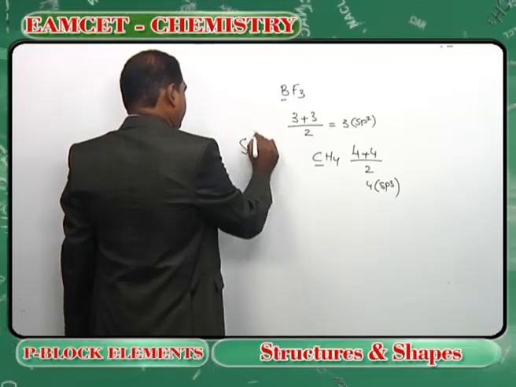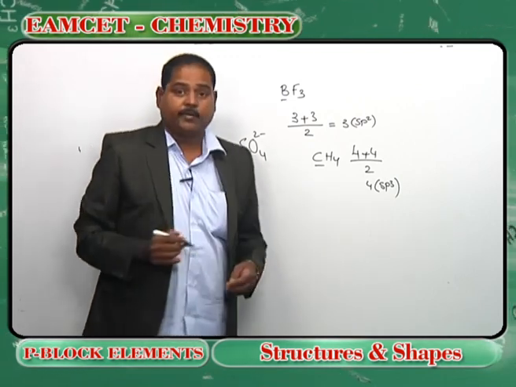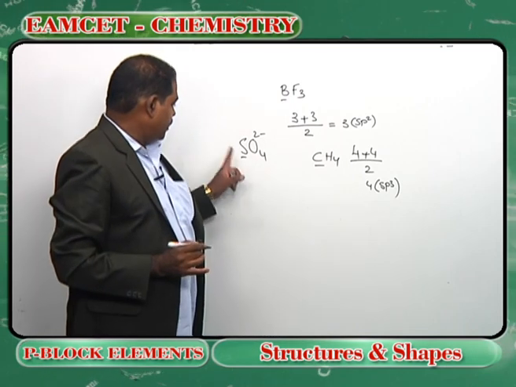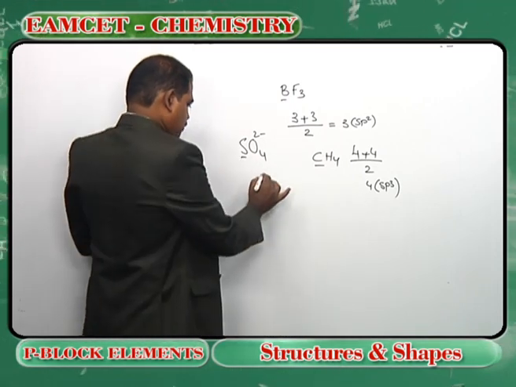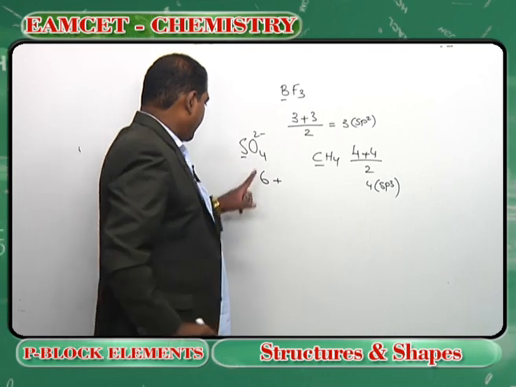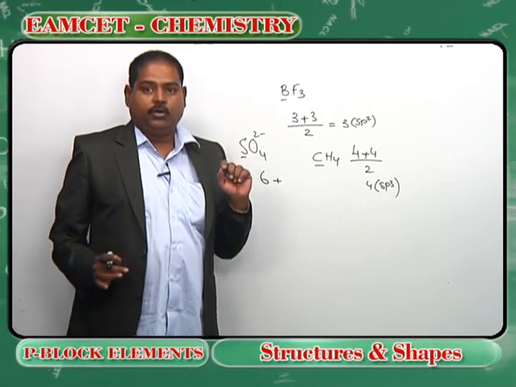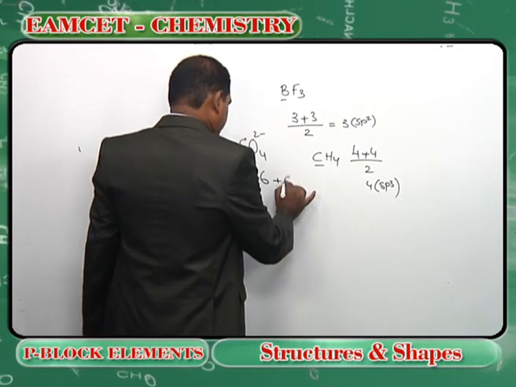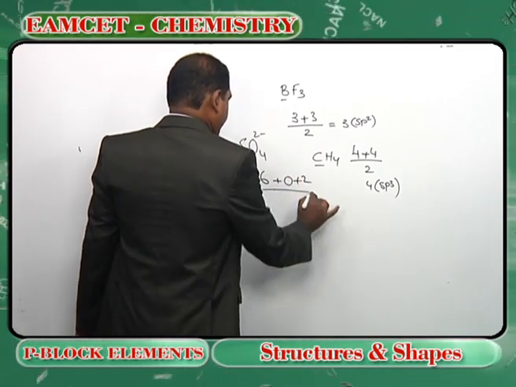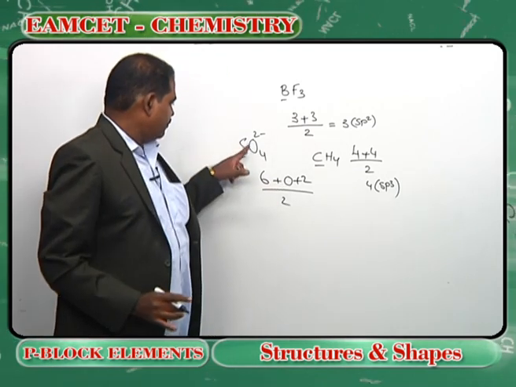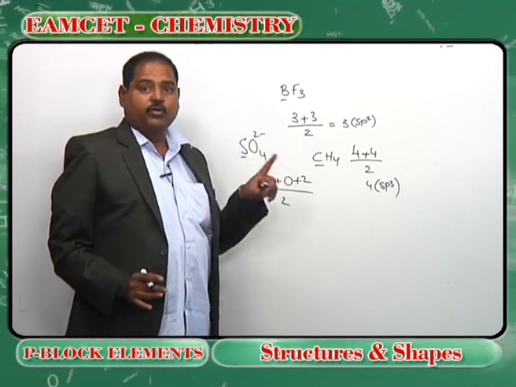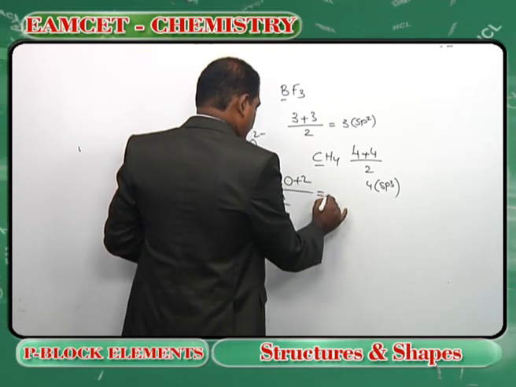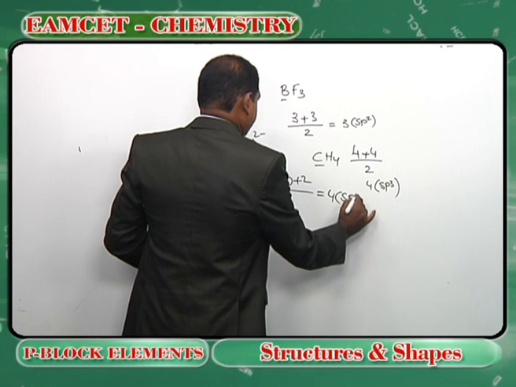SO4 2 minus. How will you find the hybridization of sulfur in sulfate ion SO4 2 minus? You already know sulfur belongs to sixth group, 6 valence electrons, and oxygens have to be ignored. Since they are divalent, forget oxygens. So, 6 plus 0 plus 2 by 2. Why have I put 0 here? Even though there are 4 oxygens, we are not going to consider them. 6 plus 0 plus 2 by 2, 8 by 2, 4, which is nothing but sp3.